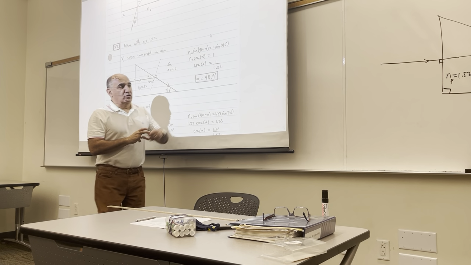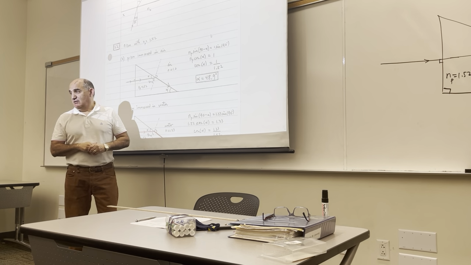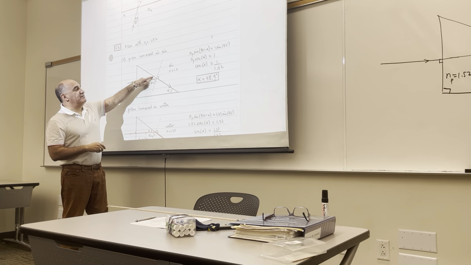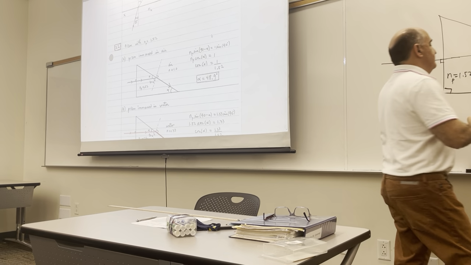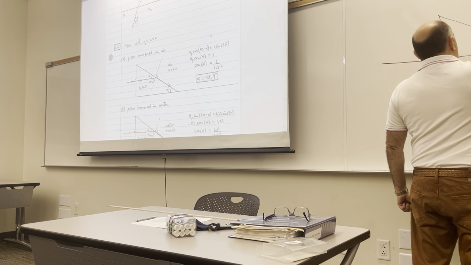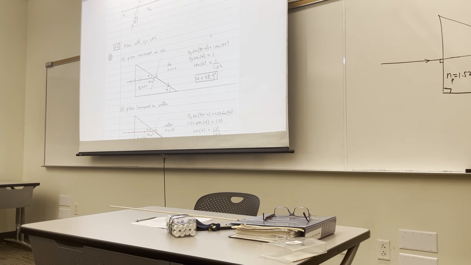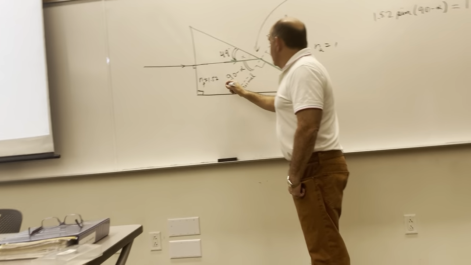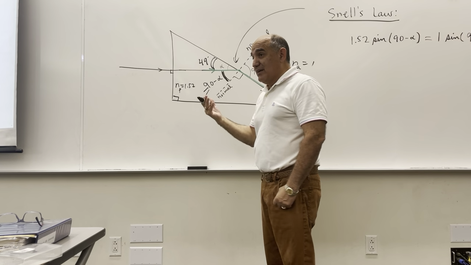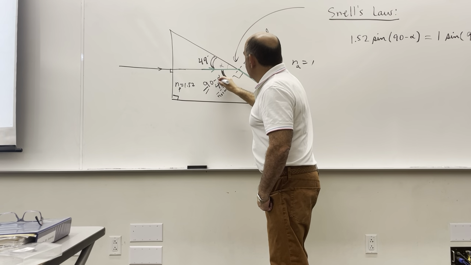So when you do this problem over here, let's say you get 49 degrees, right? That means that alpha is 49 degrees. So what would be the critical angle? So how much is 90 minus 49? 41. Yeah. So this angle over here, which would be the critical angle, would be 41 degrees.